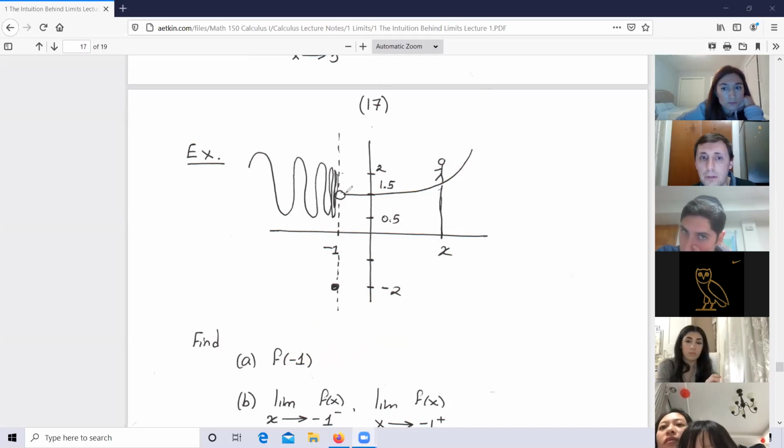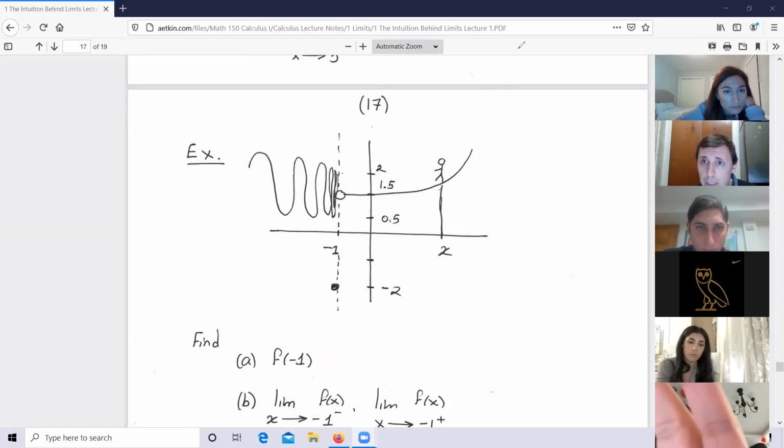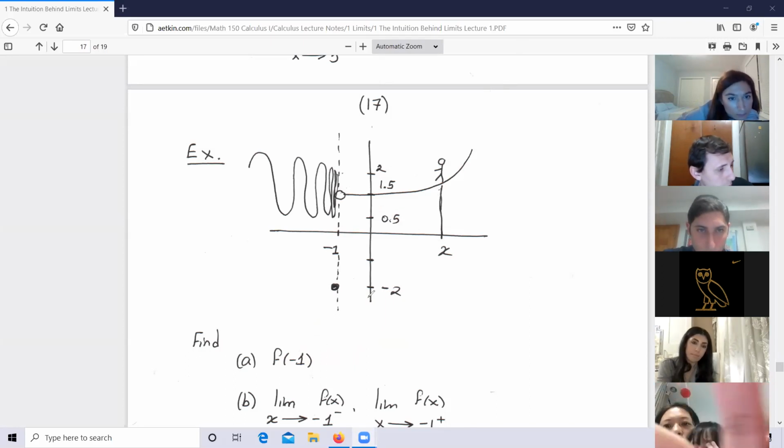Could have been undefined. Of course, look carefully, guys. Here is a black dot, right? It means that there is something there. So it looks like f of minus 1, if you're just evaluating at minus 1, it will be minus 2. Yes. You see this? See this, guys? Minus 2.